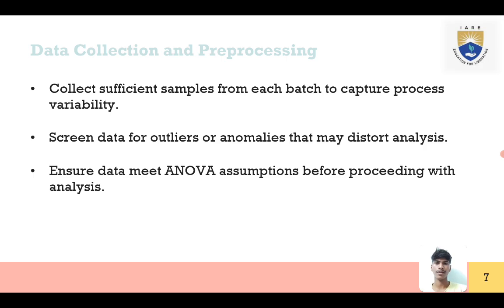Data collection and pre-processing. Collect sufficient samples from each batch to capture process variability. Screen data for outliers or anomalies that may distort analysis. Ensure data meet ANOVA assumptions before proceeding with analysis.